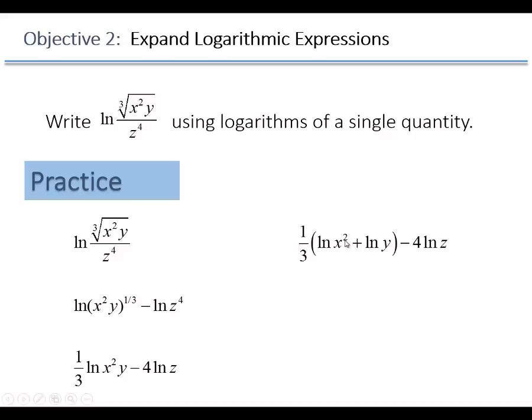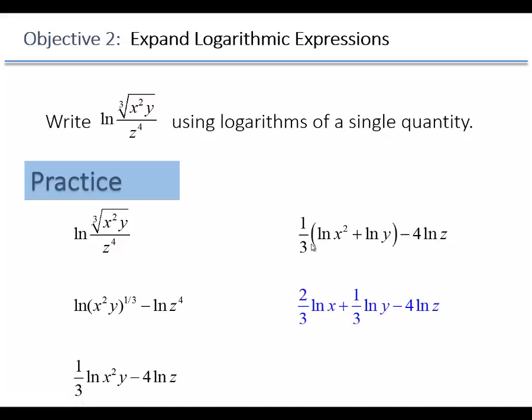Finally, we can bring that exponent of 2 down in front of the natural log of x, and at the same time we can distribute in that 1/3. So our final answer is 2/3 natural log of x plus 1/3 natural log of y minus 4 natural log of z, and we're done.